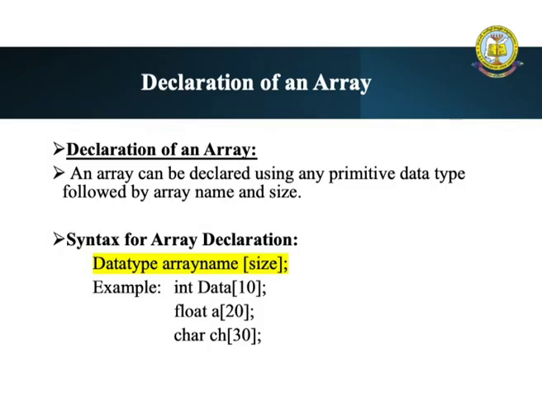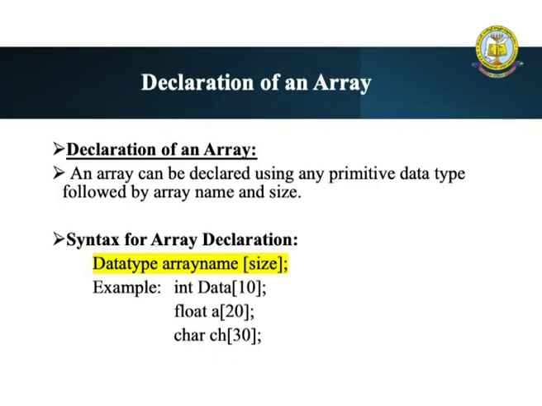The size is an integer number inside the square braces. So, for example, if you want to store 10 elements, I have taken the array name as data. I just want to store 10 integers in the array called data. So, I can declare it as int, which is the primitive data type, then a space, my array name is data, followed by the size of the array inside square braces. I said the size is 10, so that is why I have given the integer 10 inside the square braces. So, this is the declaration of an array.